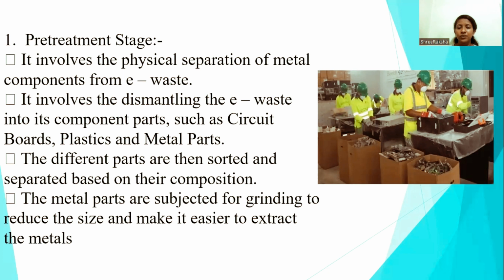Pre-treatment stage. It involves the physical separation of metal components from the e-waste. It involves dismantling the e-waste into its component parts such as circuit board, plastic, and metal parts. The different parts are then sorted and separated based on their composition. The metal parts are subjected to grinding to reduce the size of the metal and to make it easier to extract the metal.